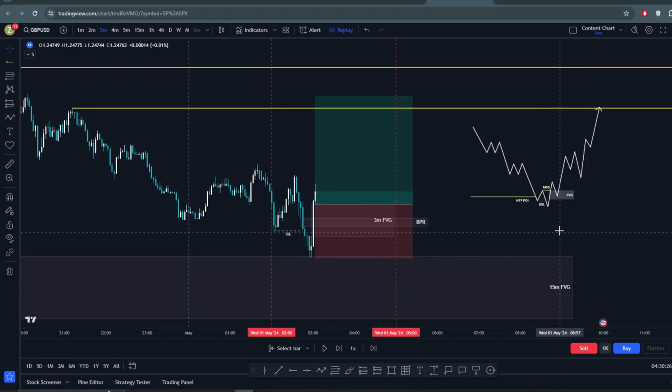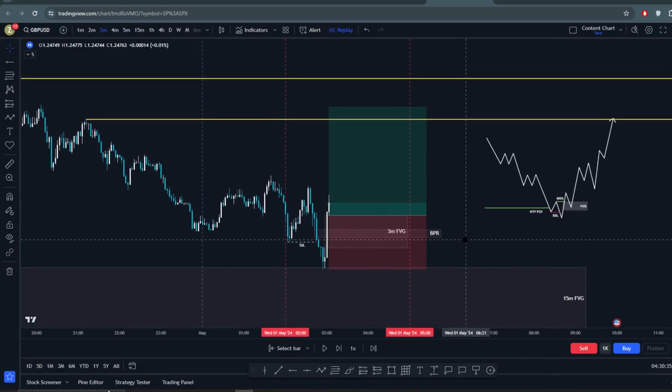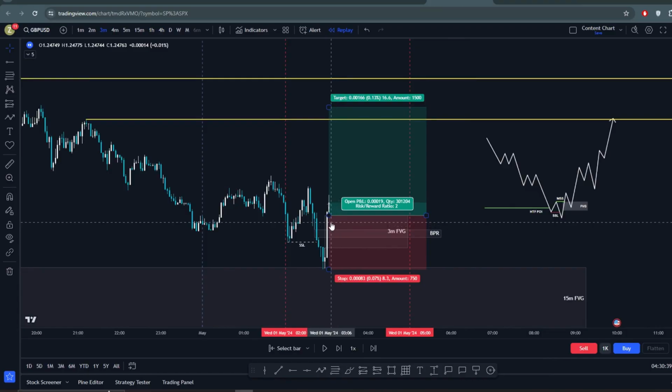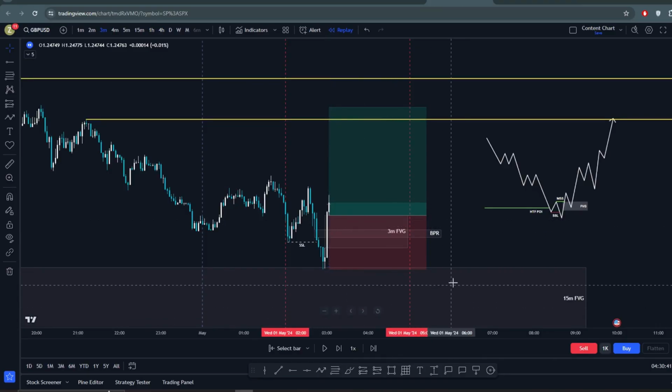Alright, as we can see, we already reached the higher time frame point of interest, the 15-minute fair value gap, and sell side liquidity was taken. We also have a fair value gap right here in the form of BPR. Alright, now let's wait for price. Our entry is in this fair value gap, alright?